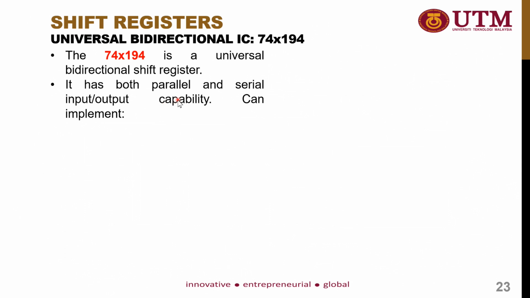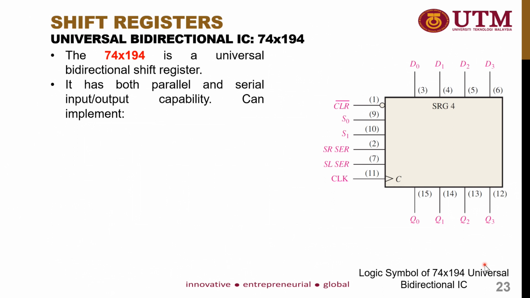Before we proceed, I wanted to show you the pin configuration of this IC. This is the logic symbol of the 74X194 universal bidirectional IC. You see here it has a total of 14 different pins, where D0 until D3 are the parallel inputs. CLR is a clear, where you wanted to clear your shift registers. S0 and S1 are the operation mode, where the shift register can operate in different types of modes. Later on I will show you the available modes inside this 74194 shift register. SR SER and SL SER are the serial inputs, for shift right or shift left. And this is the input clock as usual.